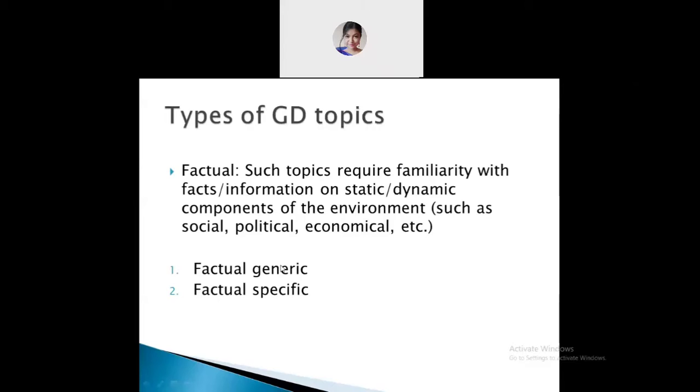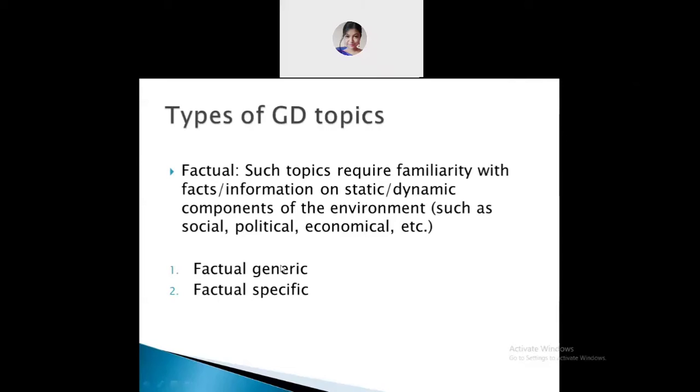ability to provide certain information related to the topic. They actually want to evaluate your awareness, whether you are a person who is aware of the general things or not. So these kinds of topics are given, and they are very easy to discuss, because these are general topics and we all have some idea related to the topic. For example, cricket in India is a factual generic topic.